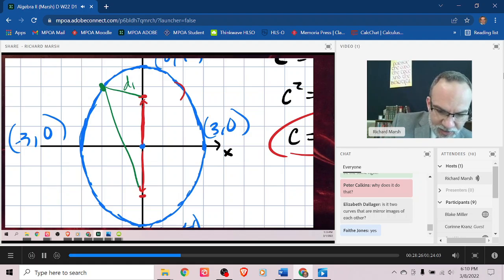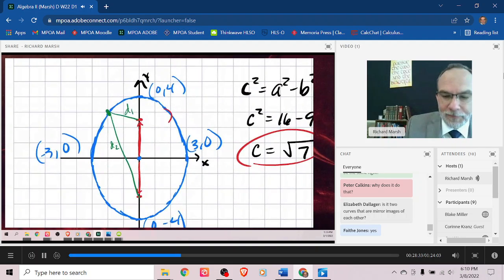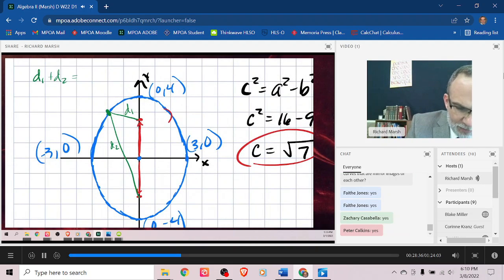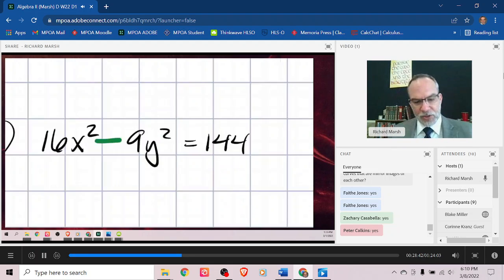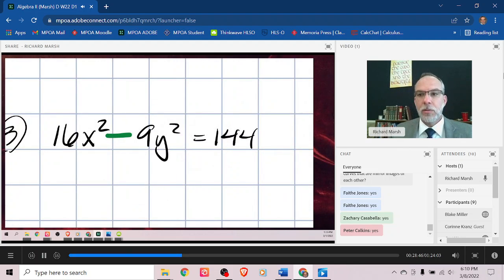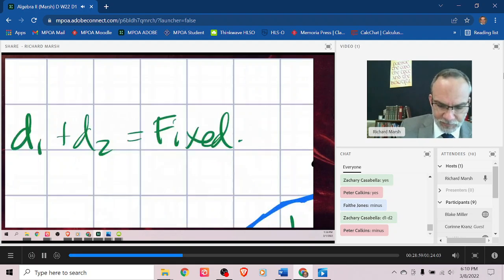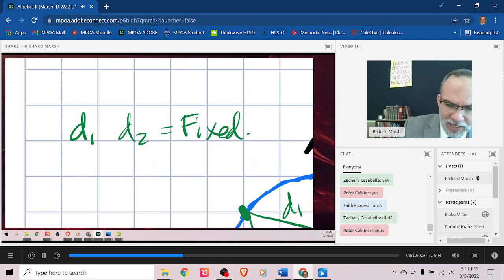The distance, this, plus the distance to this one, d2, was equal to a constant, right? Remember this one? Remember, for an ellipse, distance 1 plus distance 2 has to be fixed. But what did I just do? It's not distance 1 plus distance 2. What would it be? It's minus. Which means that for a hyperbola, it's going to be subtraction, and it really has to be then the absolute values of those things, because you can't have a negative number.